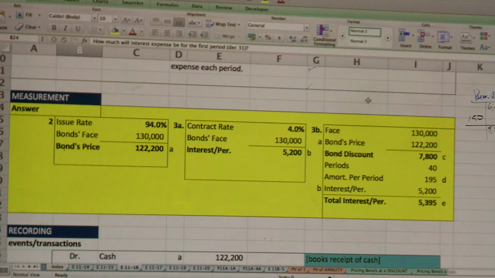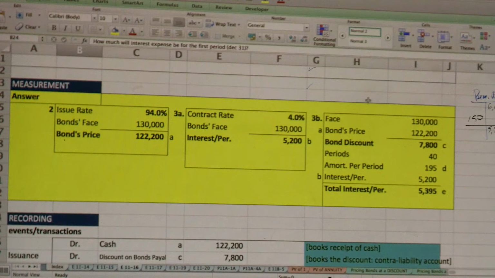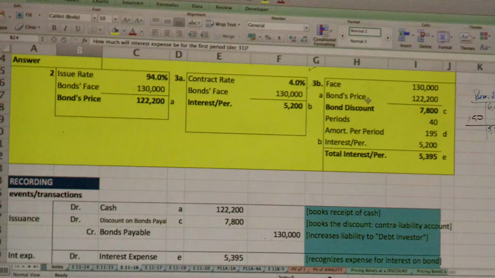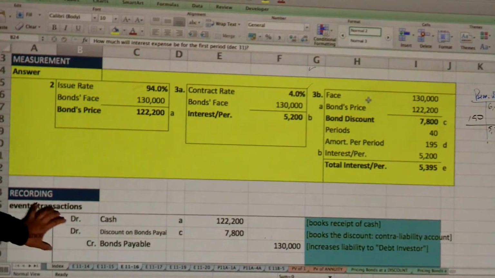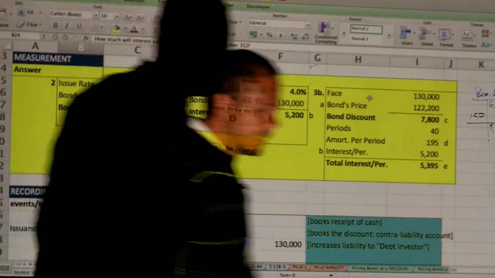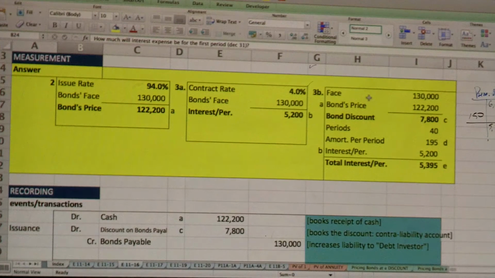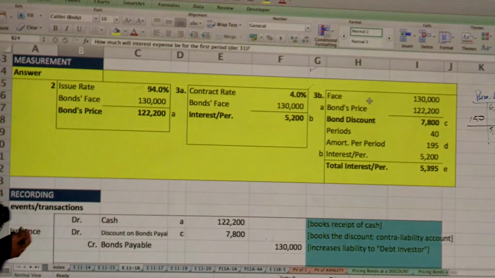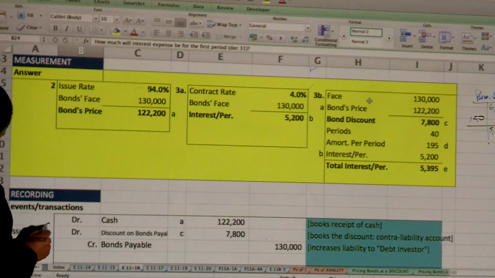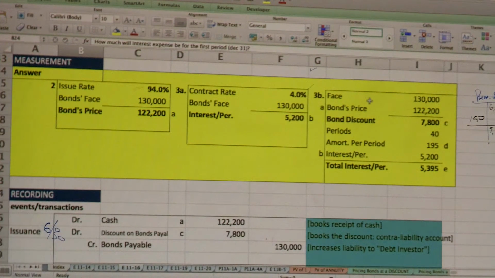I'm first going to show you the measurement of the amounts that we need for the eventual journal entries. But let me show you the journal entries to begin with. On a certain date, let me go check what that date is. On June 30th. So it's actually being issued on June 30th, so the very middle of the year. So I'm going to do a 630 here, so you don't lose track.